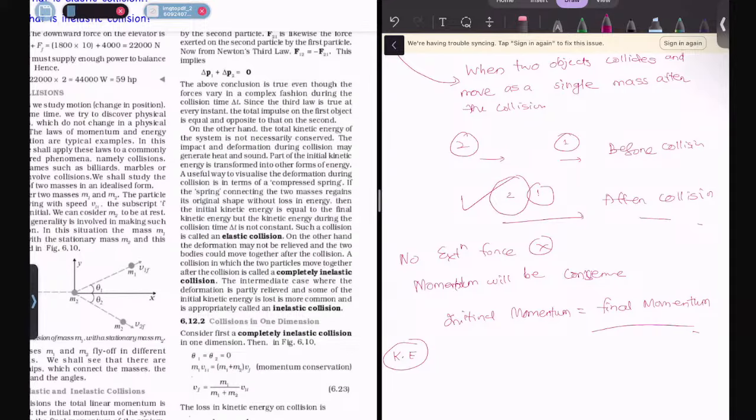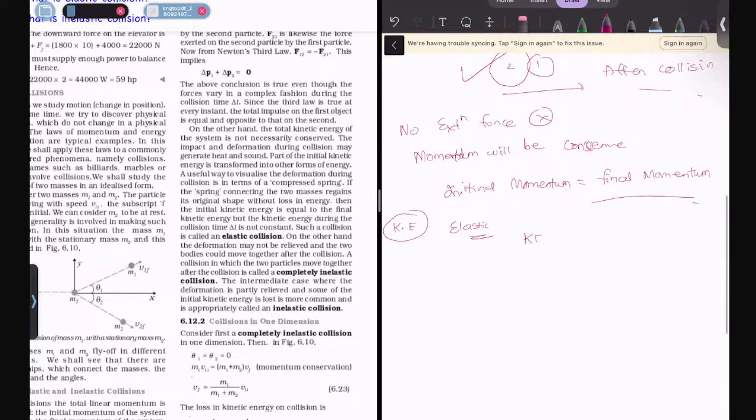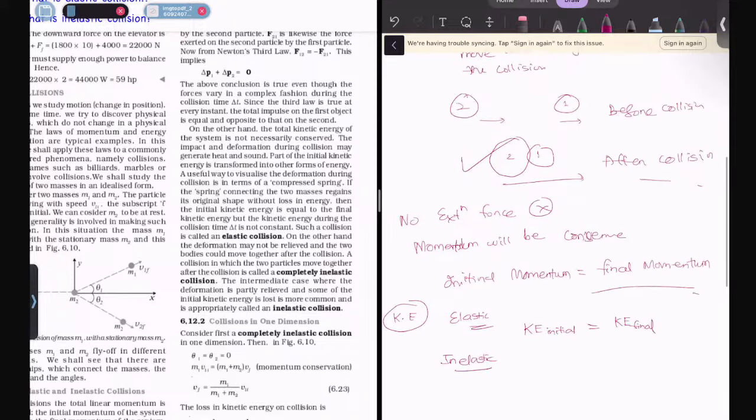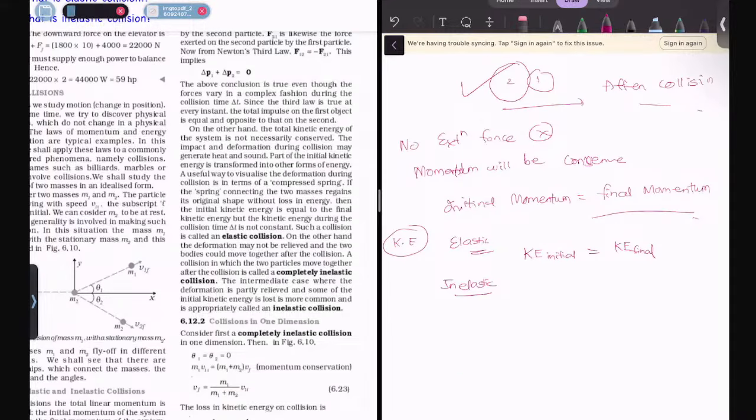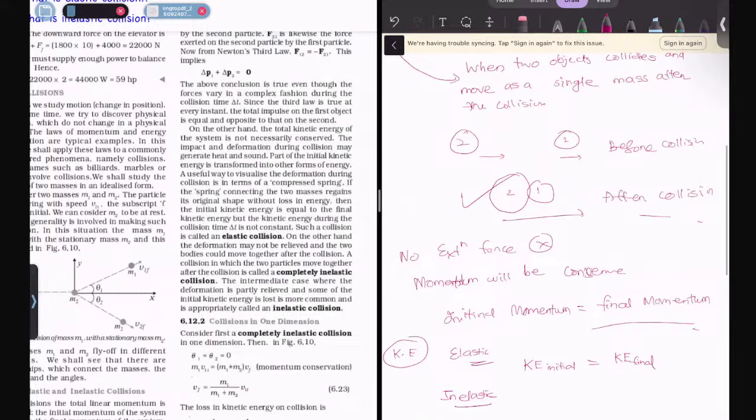Okay. So in elastic collision, remember this here, this is important. In elastic collision, kinetic energy initial is same as kinetic energy final. But in inelastic collision, some of the energy is being lost. No, it's not lost, but some of the energy is being converted to other forms of energy. What I mean to say is, when the collision is taking place, some of the energy is being transformed into sound energy.